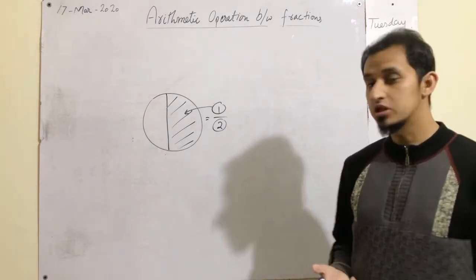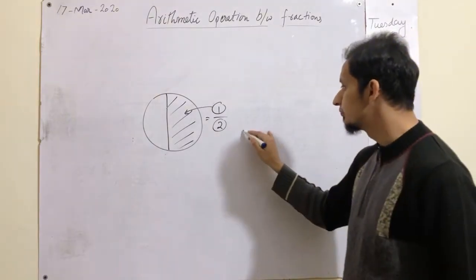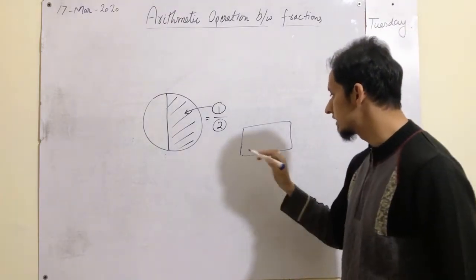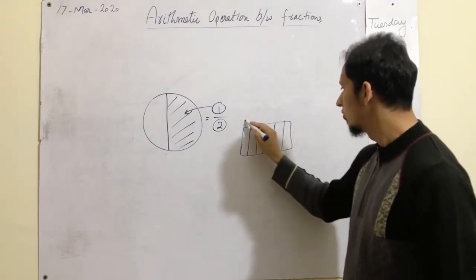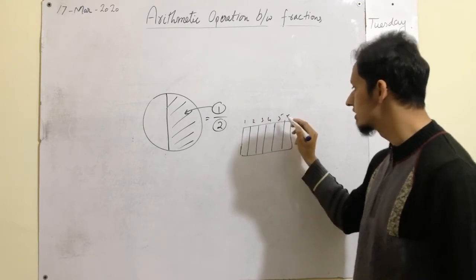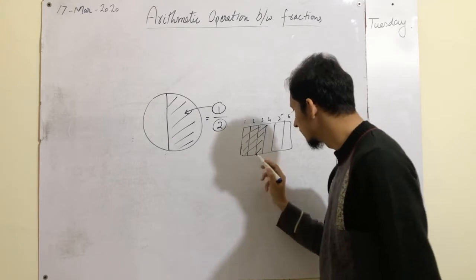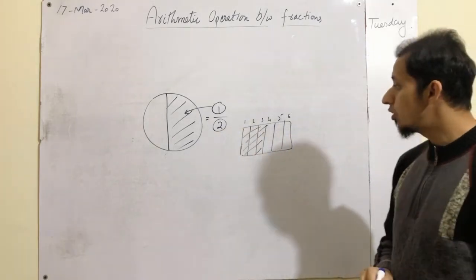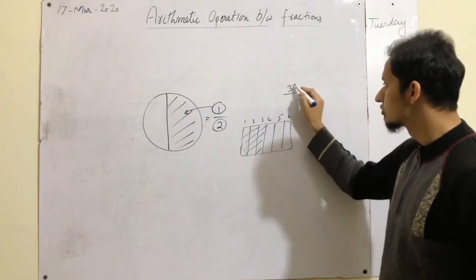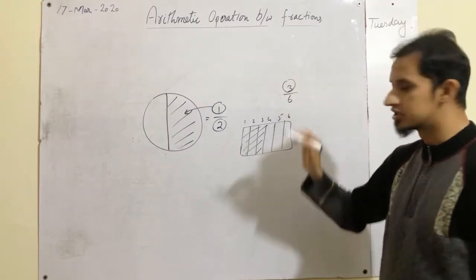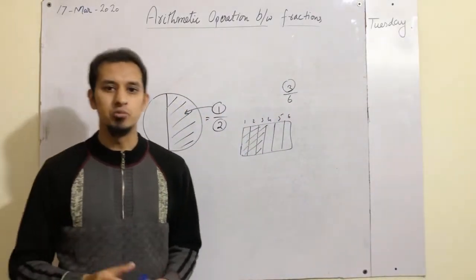We have other shapes like rectangle, square, and many other kinds of shapes. Suppose we have a rectangle and I make different parts of the rectangle: 1, 2, 3, 4, 5 and 6, and I shade 3 parts of the rectangle. So how can I write this in the form of a fraction? I can write 3 as the shaded part and the total number of parts is 6. So the parts of the whole figure we can write in the form of a fraction.